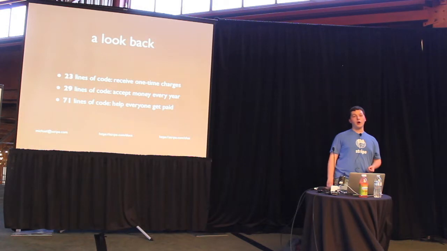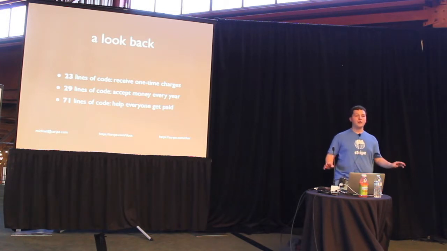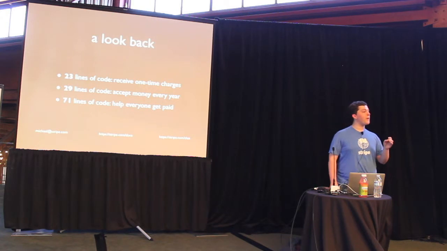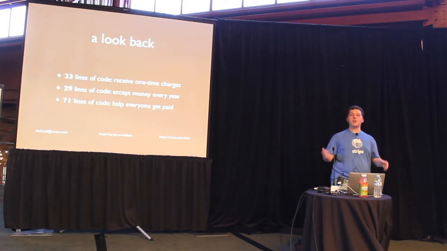In 23 lines of code, you've been able to receive one-time charges. In 29 lines of code, you've been able to accept money every single year. And with 71 lines of code, you've been able to help every single person get paid without them having to worry about having any programming experience, without them having to go through long applications or get lost in the process.